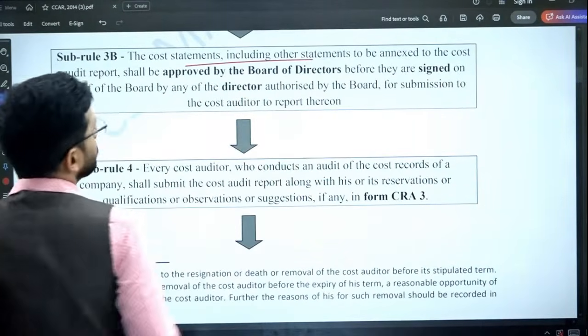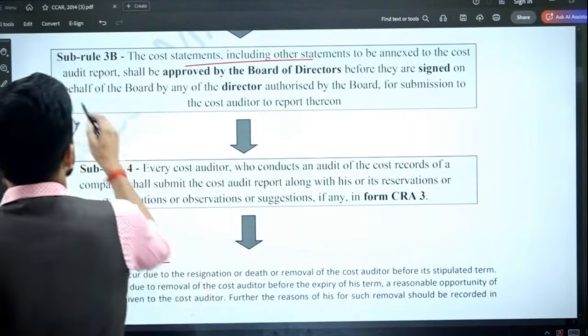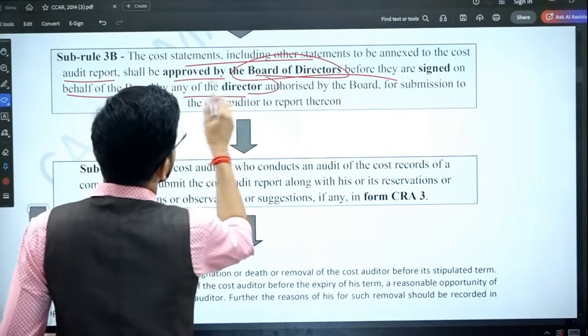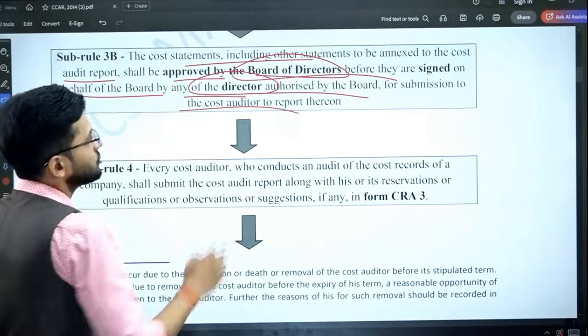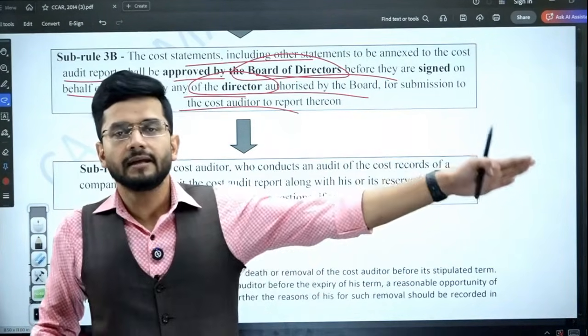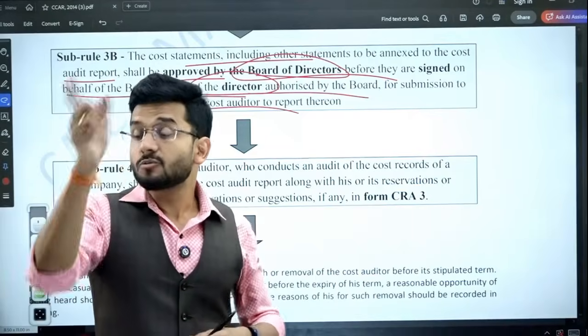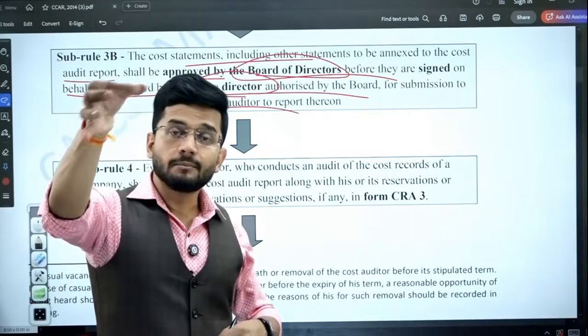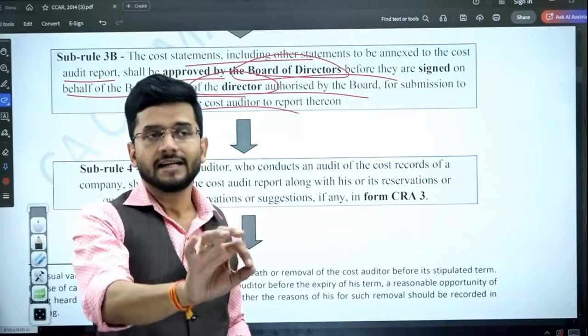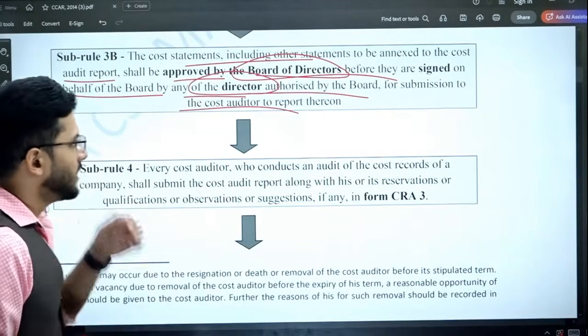3B. The cost statements, including other statements to be annexed to the cost audit report, shall be approved by the board of directors before they are signed on behalf of the board by any of the directors authorized by the board for submission to the cost auditor. So whatever annexures are being prepared, guys, the responsibility of preparing annexures is of the company. Before submitting the annexures to the auditor, the company has to sign and approve them. The directors have to sign and approve them.